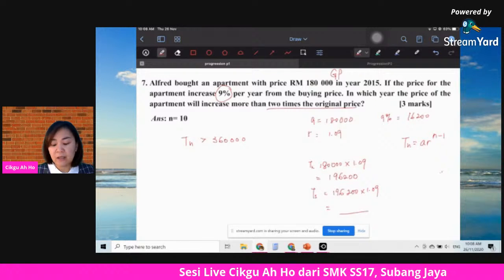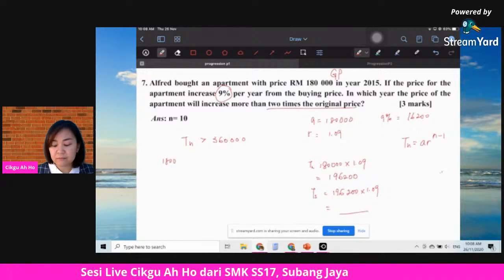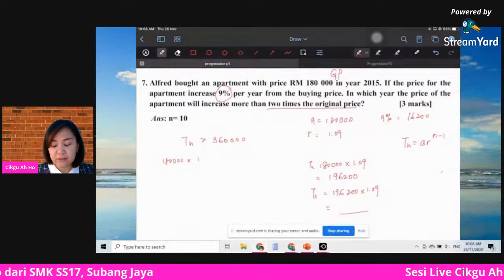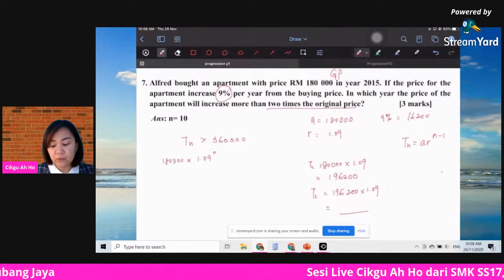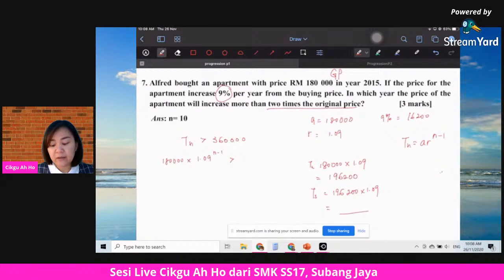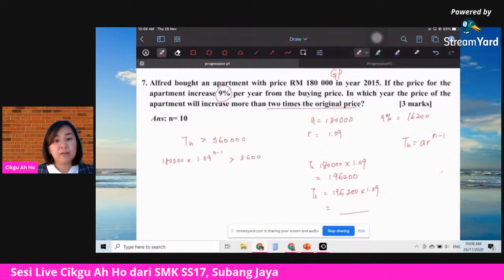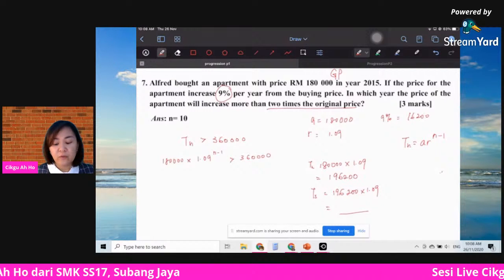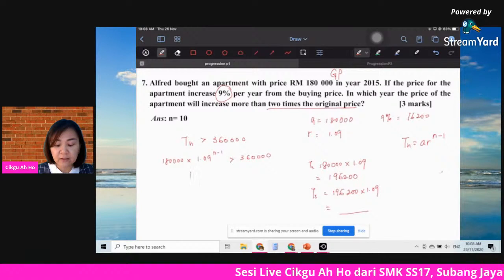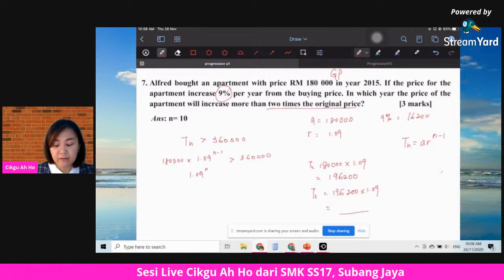What's your A? A is 180,000, times your R. R is 1.09. And you don't know the N, right? So you just put N minus 1, greater than 360,000. So we will need to find the N. This one, multiply, bring over to the right side, that will become division, right?